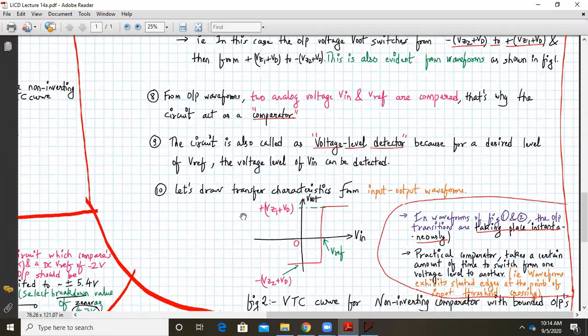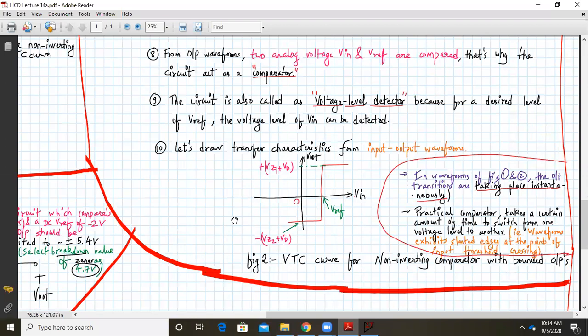Now from the waveforms, we can conclude that the two analog voltages V in and V reference are compared. That's why this is called a comparator. It is also called a voltage level detector because for the desired level of V reference, the level of V in is getting detected.